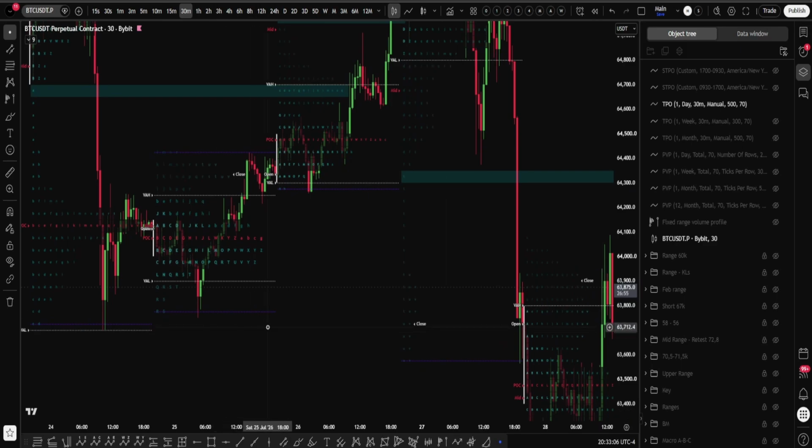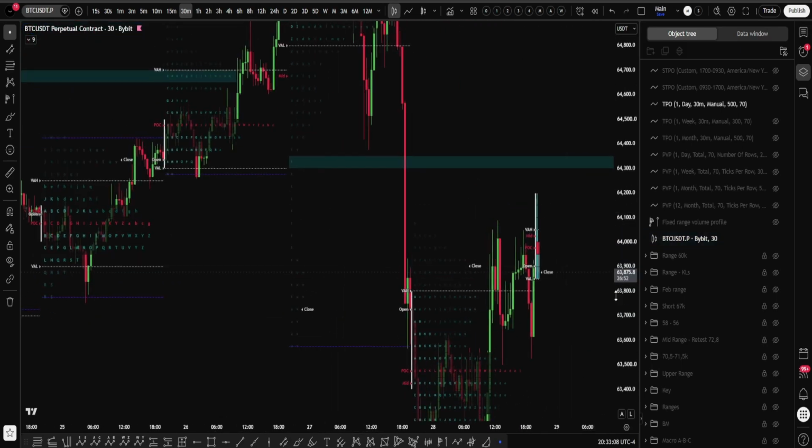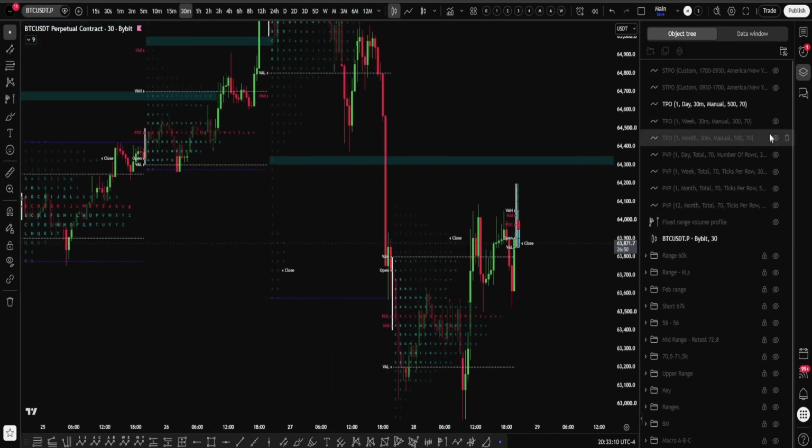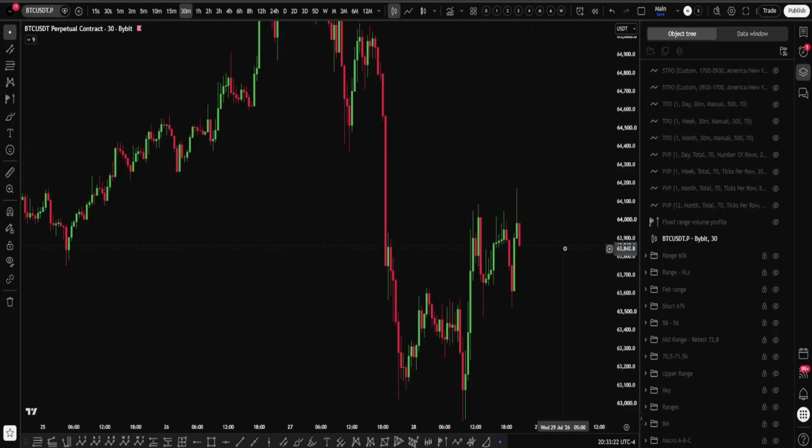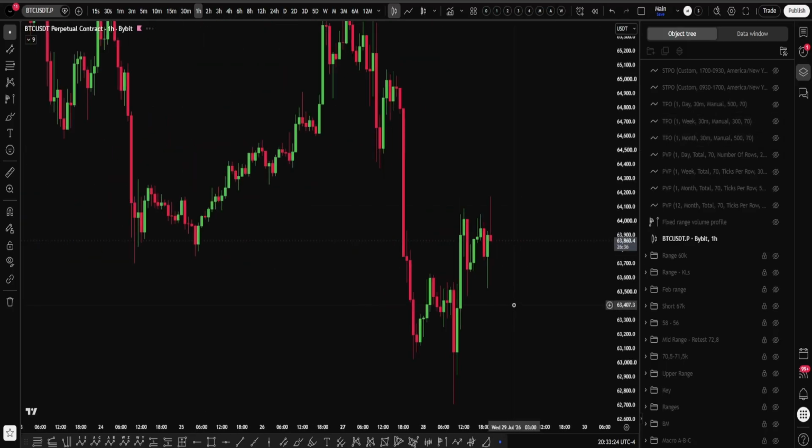Okay, I got it. This is something I would definitely recommend learning after you're able to get a good understanding of the volume profile, because they go hand in hand. They're like Batman and Robin.